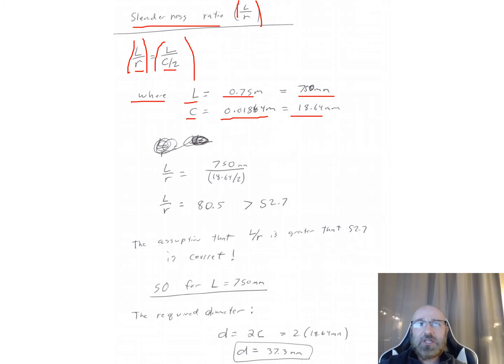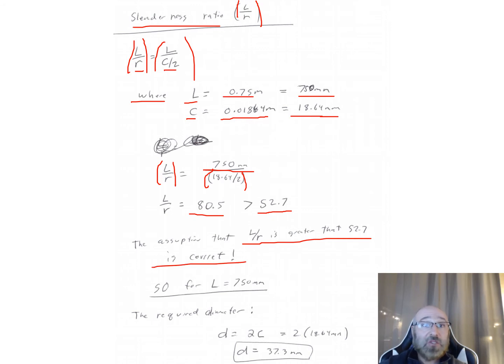For this case here, let's leave everything in millimeters. So L over R is going to be equal to 750 millimeters divided by C over 2, or 18.64 millimeters divided by 2. Our millimeters will cancel out for our units, so when we do out the math, L over R is equal to 80.5. Now this is greater than the 52.7 we assumed from the problem statement for our slenderness ratio. So that assumption that L over R is greater than 52.7 is correct.